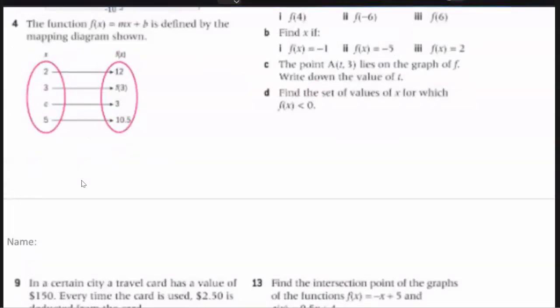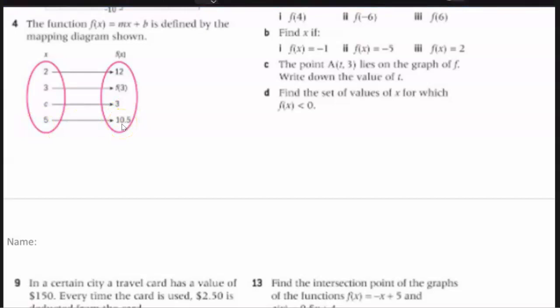Part 4, the function f of x is modeled by the function f of x equals mx plus b and is defined by the mapping diagram shown. If we look at this mapping diagram, you can see I have 2 that maps to 12, 3 maps to f of 3, c maps to 3, 5 maps to 10.5.